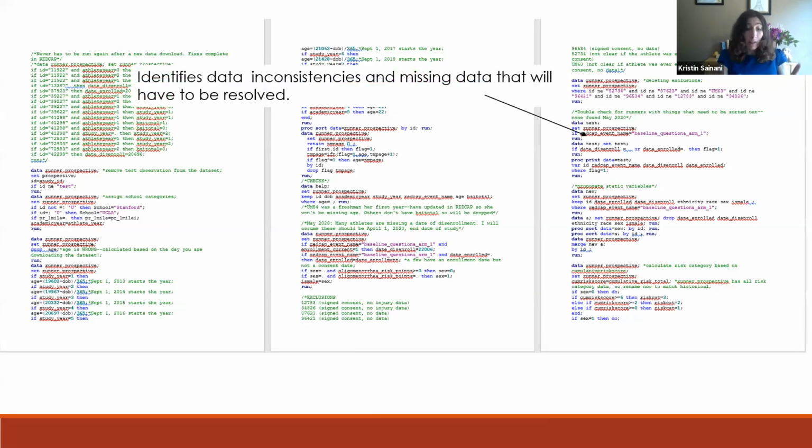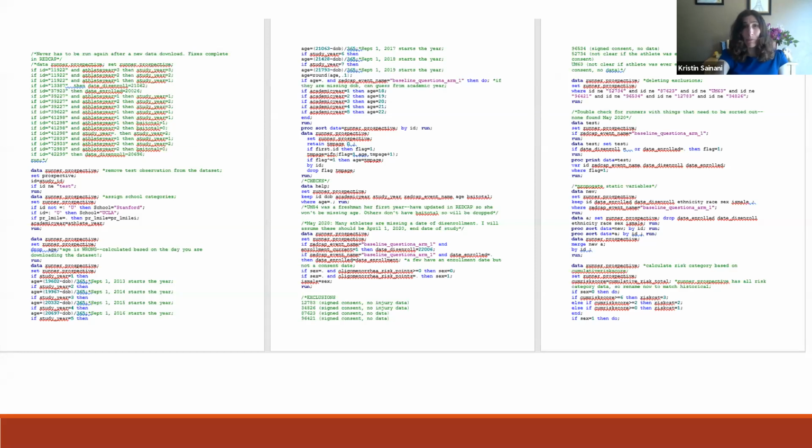There are really important data points that every athlete needs to have. So I need to know exactly when every athlete was enrolled in the study and then exactly when every athlete was disenrolled from the study. Some of the athletes were missing that data. So I have to go to the people who are entering the data in REDCap and say, you've got to go back to the records, find that data and enter it.